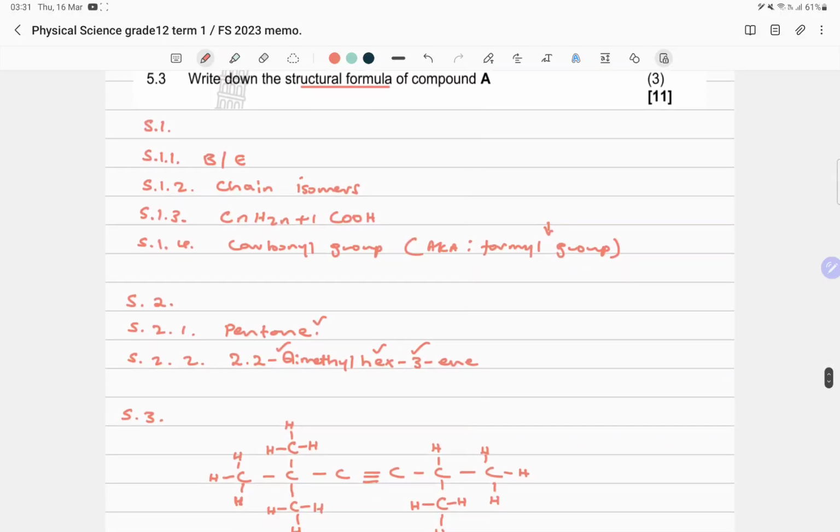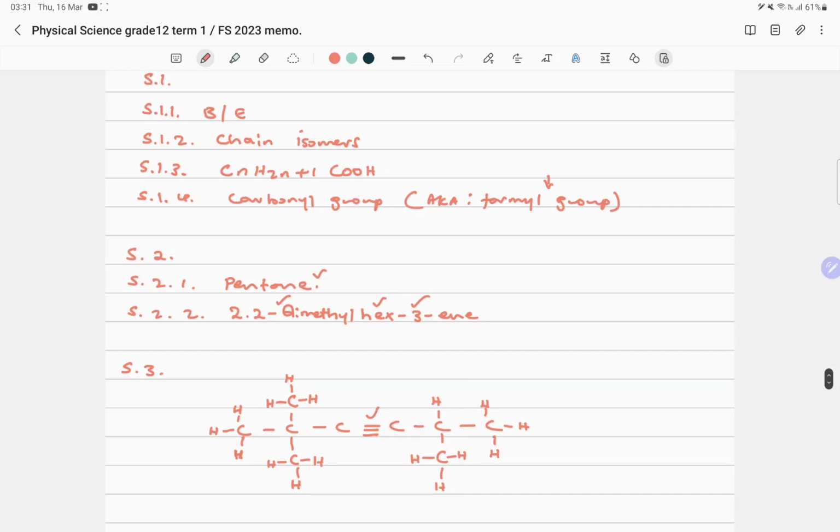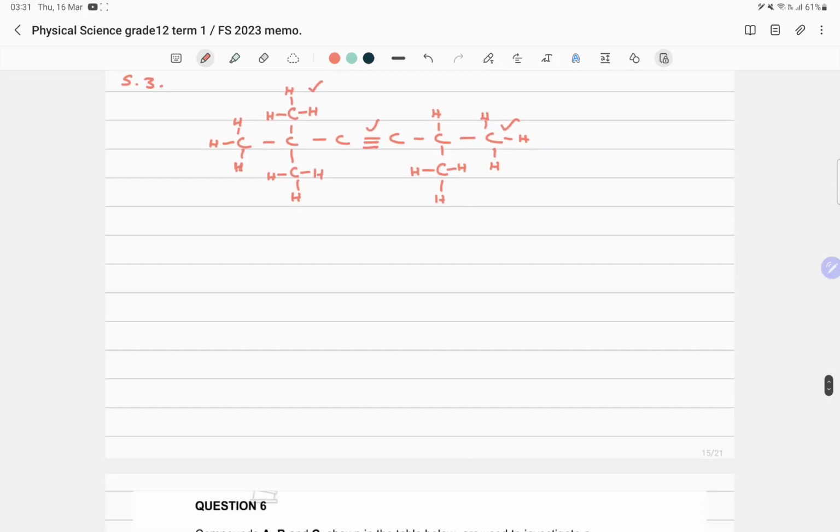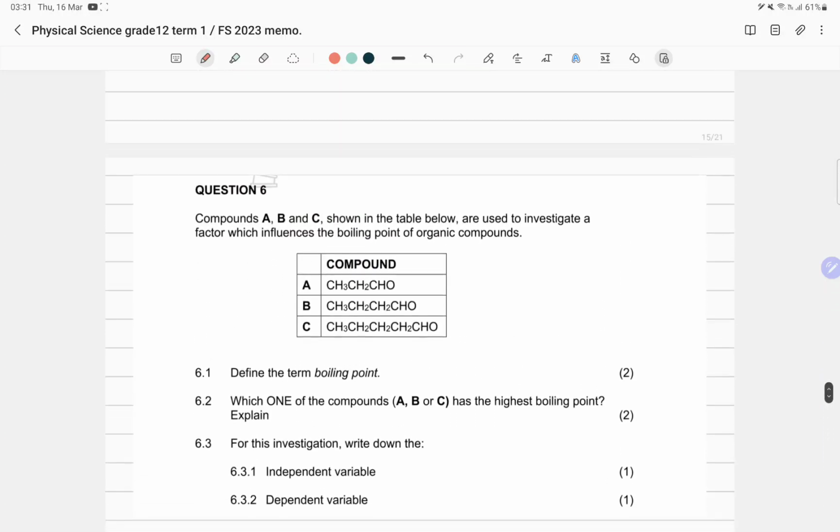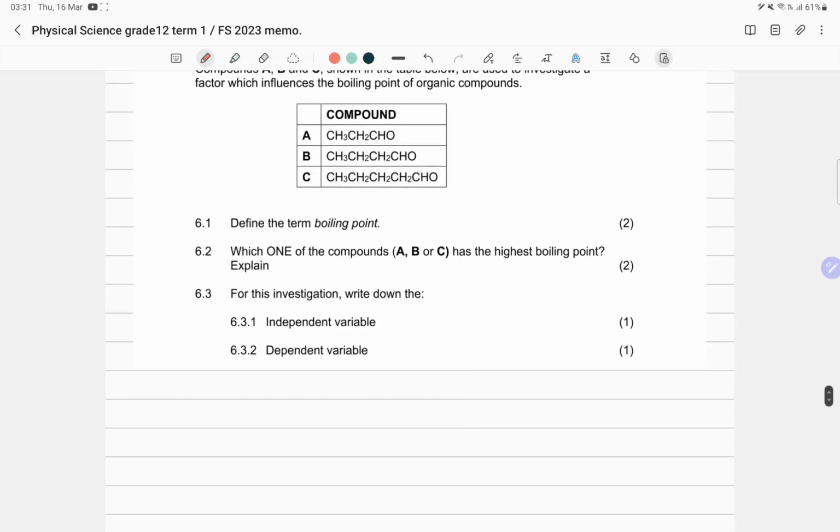So I'm sure here the 3 marks are going to tell us about the bond, and then all the side branches in the right position and the long chain or the parent chain. So let's quickly get to question 6, guys, and end this pain.